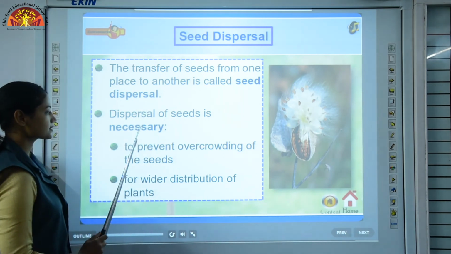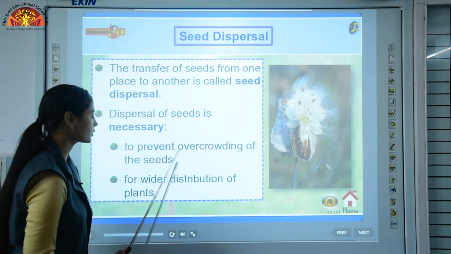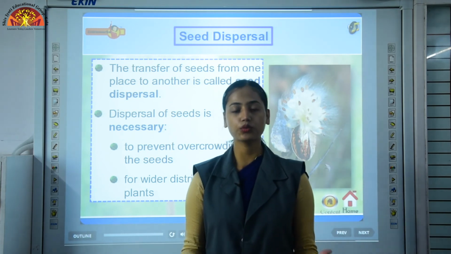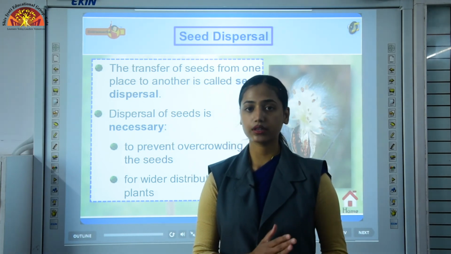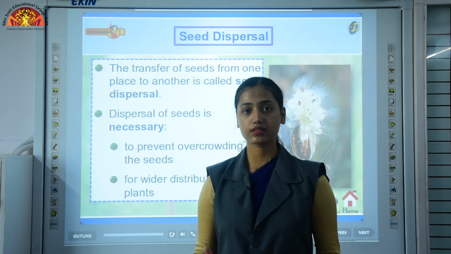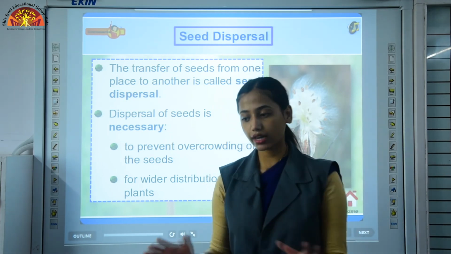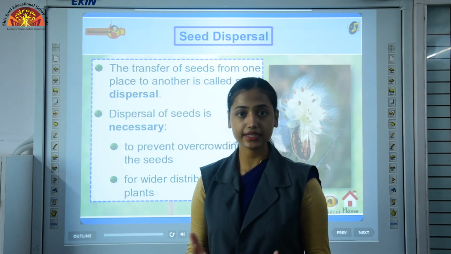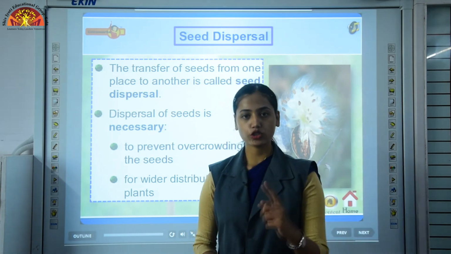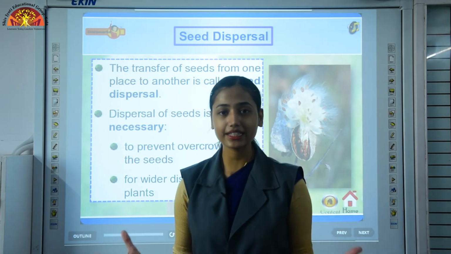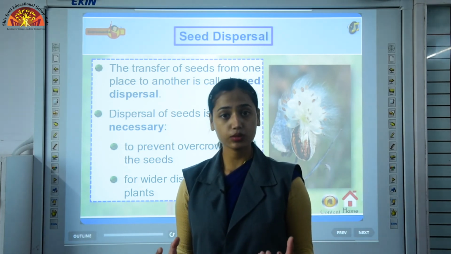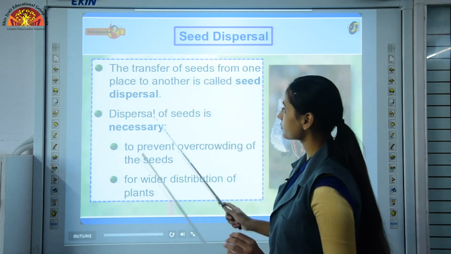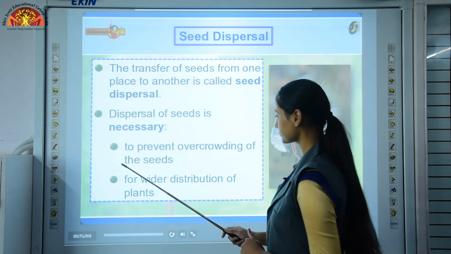Dispersal of seed is necessary to prevent overcrowding of the seeds. You know that to grow, seed requires proper water, sunlight, space, nutrients. So if at the one place, if we will throw so many seeds, so there will be competition among seeds. If I will give you one chocolate to distribute among 20 students, so there will be competition between you, okay. So that is why seed dispersal is important.